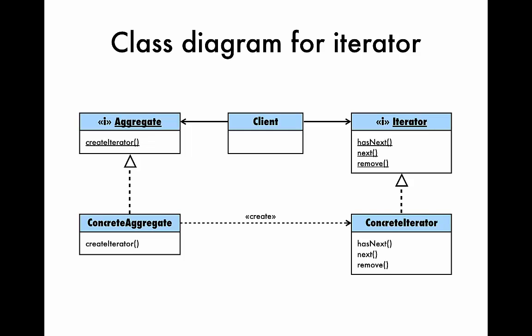This is a class diagram for the iterator pattern. The collection has a method that creates an iterator, and the iterator itself has a method called hasNext, which checks if there are still more elements in the collection to be iterated over. And it has a method called next, which returns a handle to the next element to be iterated over. Finally, it may have a method called remove, which removes the element currently being iterated over from the collection.